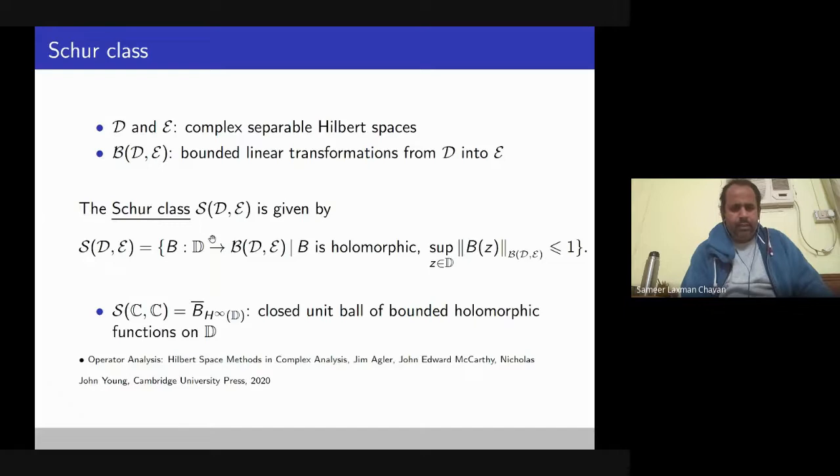the Schur class. So Schur class is nothing but the unit ball of bounded holomorphic functions in the vector valued sense. So these are functions from the unit disk into this space of linear transformations, and we demand that the function must be holomorphic and its sup norm should be at most 1. Okay. So this is the unit ball of the H infinity. H infinity is the usual symbol for bounded holomorphic functions.